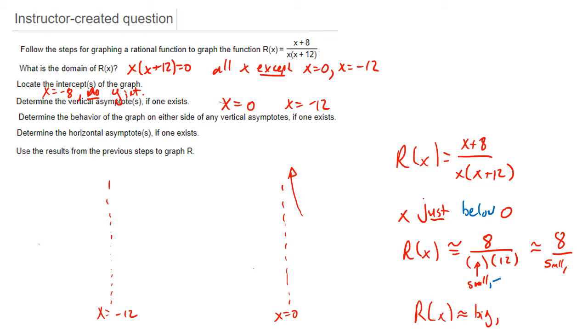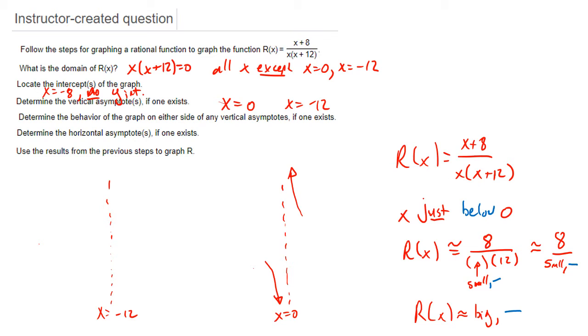And a small negative number times 12 is small and negative. 8 divided by a small number is still big, but 8 divided by a negative number is negative, which means for values of x just to the left of 0, we get big negative numbers, so the vertical asymptote must go down as I approach that from the left.